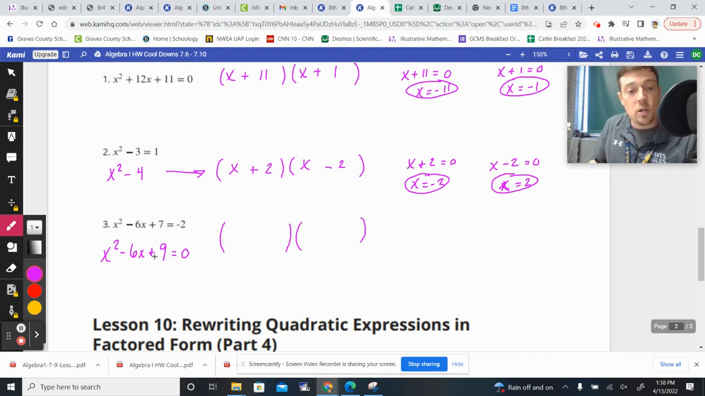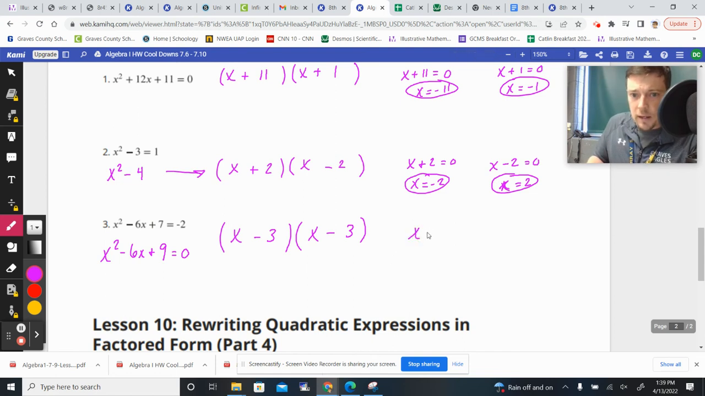And I know that my last term is positive and my middle term is negative. So the only way I'm going to get a positive product but a negative sum is if both of my factors have a negative in it. A negative times a negative can be a positive, and they can add together to be negative. So the x is going to be in the front, and my 9, the only way I can multiply and get 9 and add together and get negative 6 is if they're both 3, right? Because negative 3 times negative 3 is positive 9, and negative 3 plus negative 3 is negative 6. So it makes that happen.